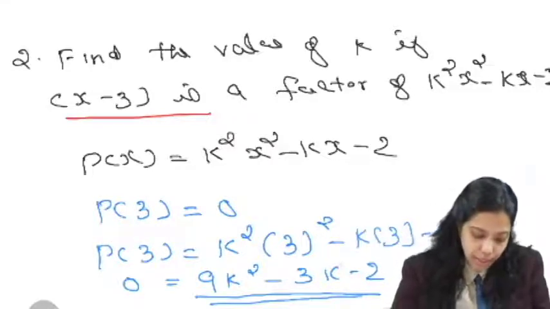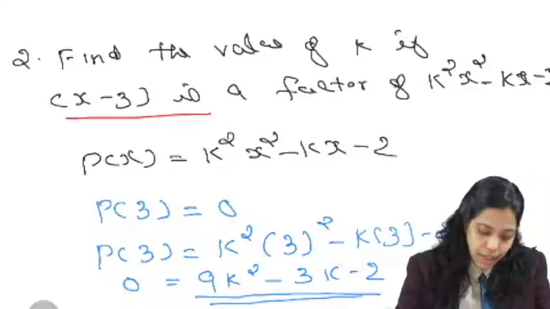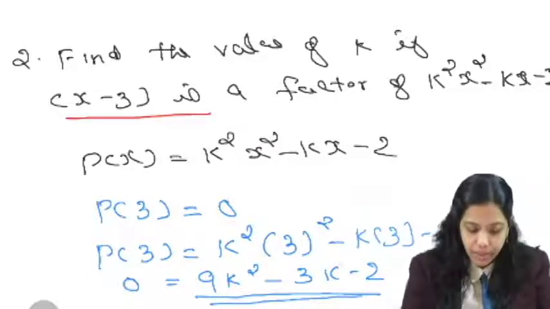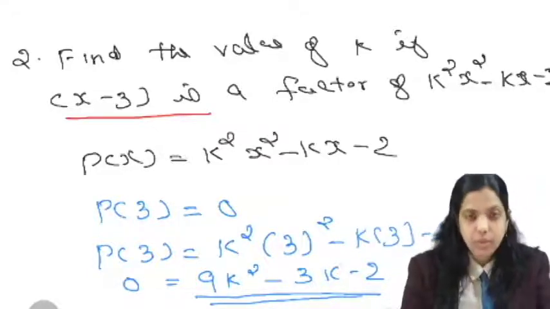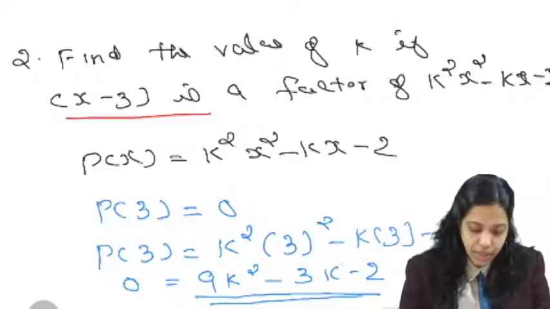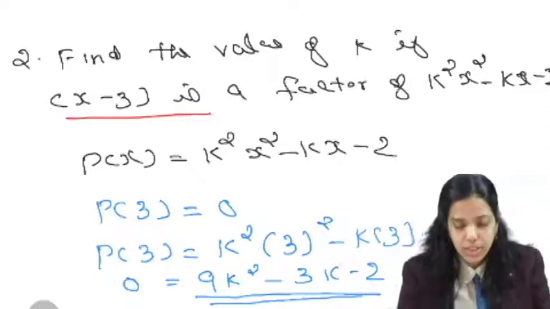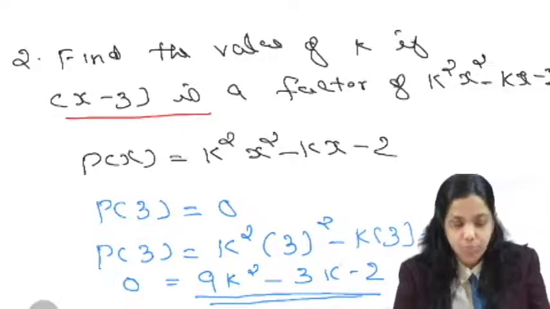So we are getting p of 3 equals k square times 3 square minus k times 3 minus 2, and we are equating that with 0 since it is given x minus 3 is a factor. So 9 times k square minus 3k minus 2 equal to 0. So here we are getting 9k square minus 3k minus 2 equal to 0. Now how can we solve this 9k square minus 3k minus 2?